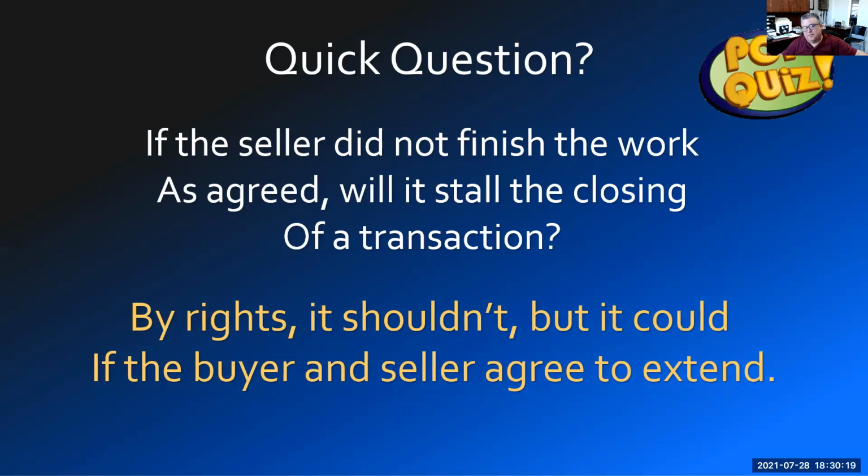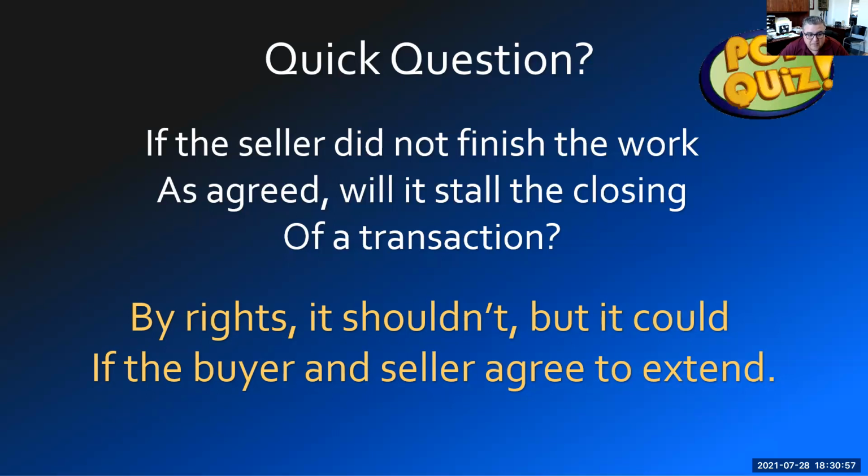Okay, so by rights, it shouldn't, but it could if the buyer and seller agreed to extend it. So let's say that the buyer calls up his agent, and then the agent calls the listing agent and says, hey, this thing's supposed to be there. Can we extend the closing a few days so they can get it out of there? That's a possibility, okay? But they could say no, and they could close the transaction. Then it becomes a civil matter, and really just a request. You know, they can request for them to come and remove it, and they can come and get it out of there.